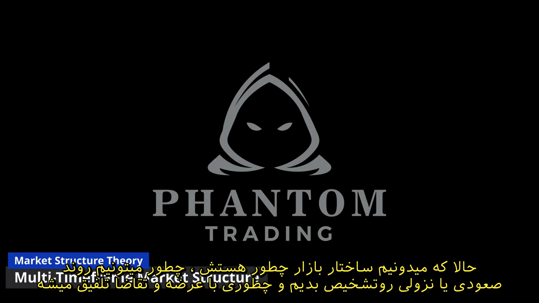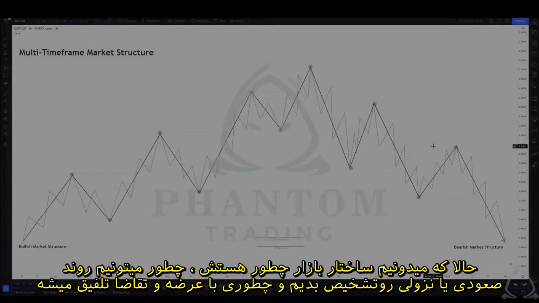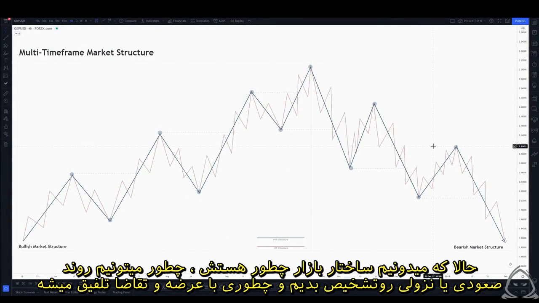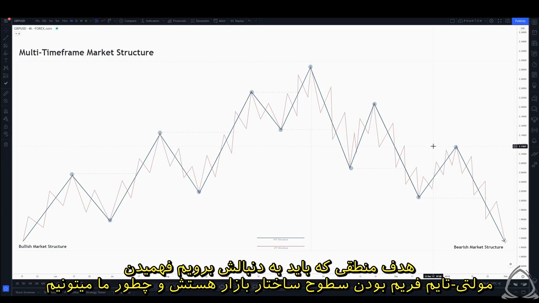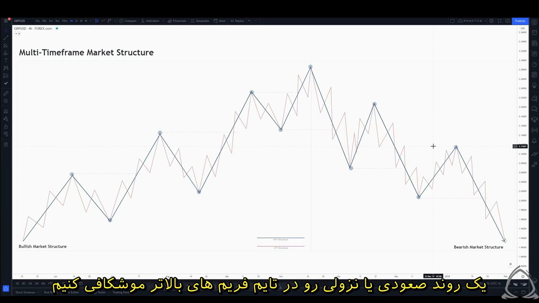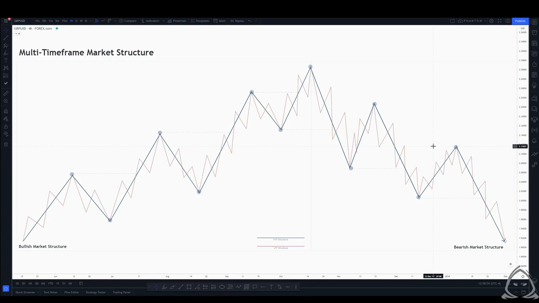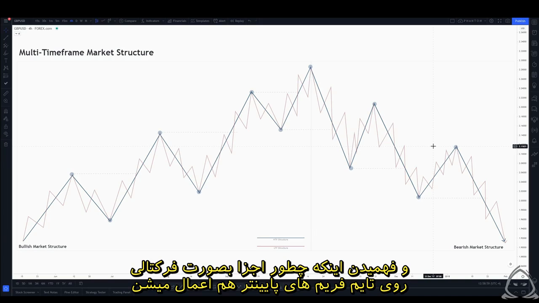Now that we understand what market structure is, how we can identify a bull or bear trend, and how it applies to supply and demand, the next logical step is understanding the multi-time frame level of market structure, and how we're able to dissect a bear trend or a bull trend on the higher time frame and understand how the components apply fractally down onto the lower time frames.